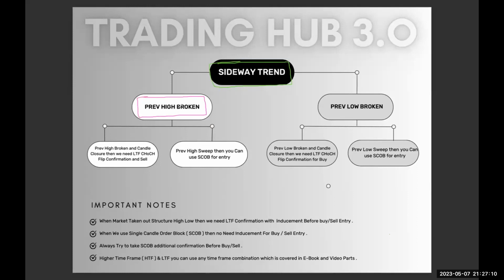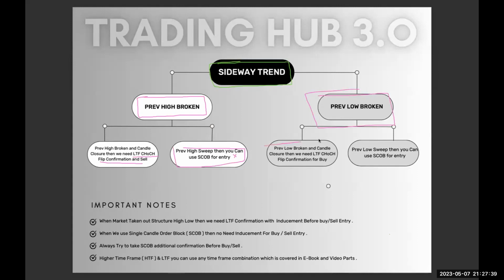Then there are two types of broken previous high or low. First one, a previous high or low broken with candle closure. Then we need lower time frame CHoCH and flip for confirmation and sell. Simple, right? If it sweeps the previous high or low, then you have to sell or buy based on only single candle order block. In that case, you don't need inducement on a lower time frame. Correct? That's why. Similar thing with a previous low broken, right?